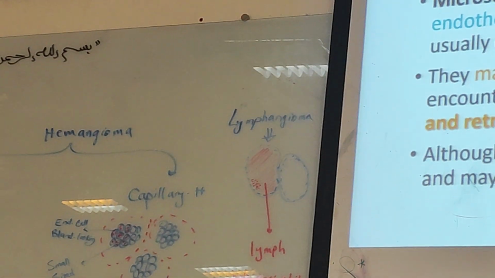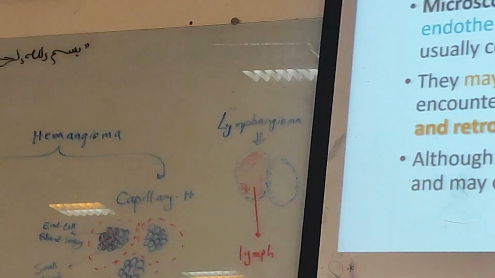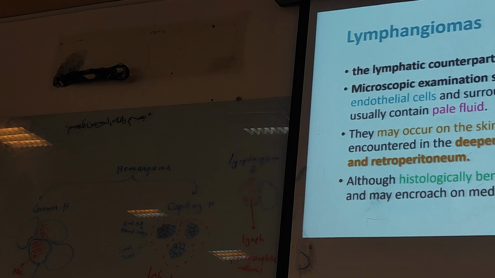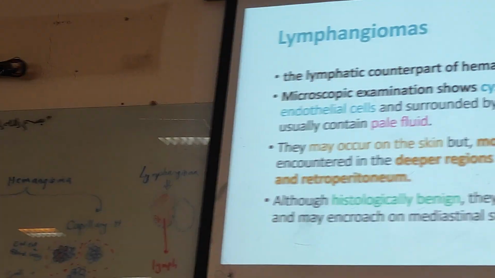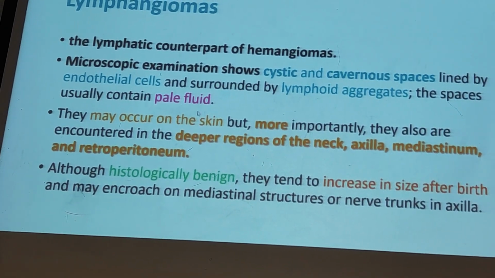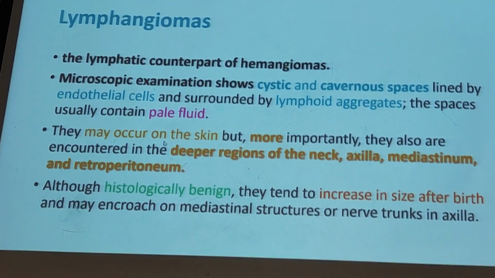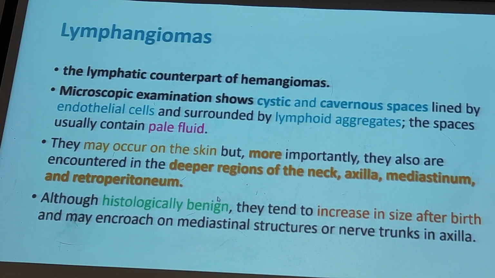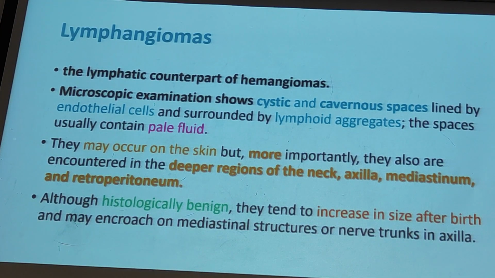Okay, microscopic examinations show cystic and cavernous spaces lined by endothelial cells. Some areas show lymphoid aggregates, and the spaces usually contain pale fluid. They occur on the skin, more importantly in some areas such as mediastinum, axilla, or deeper regions in the neck or retroperitoneum are the locations of the lymphangioma.